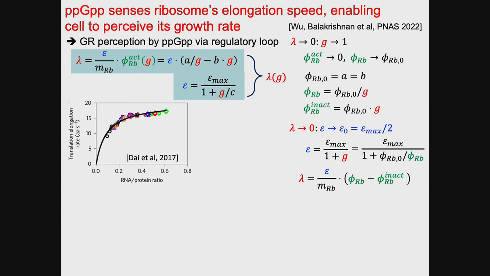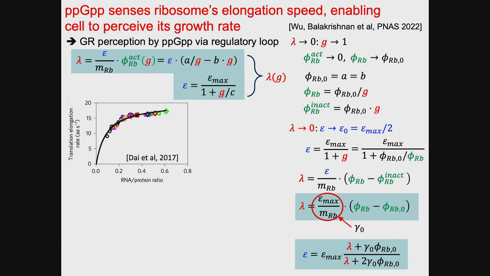Now I have everything. Growth rate is a product of these things, and I know how each of these depends on G, and then G can be inverted to ribosome fraction. If you work out the arithmetic, you get back this linear relation, with the inverse slope being what Moeller was proposing from the very beginning, but with the maximum elongation rate.